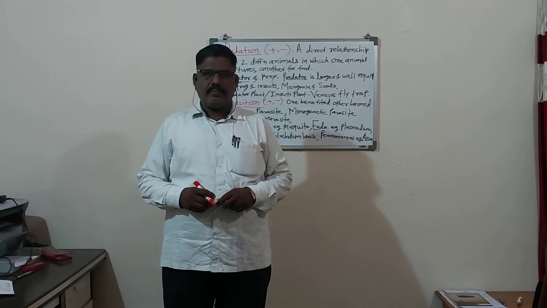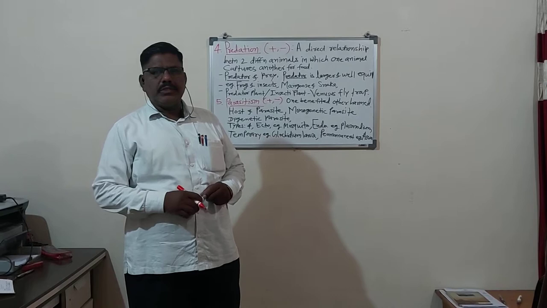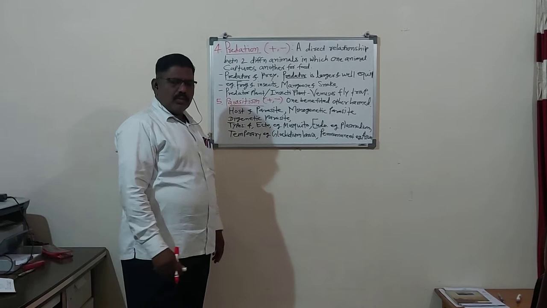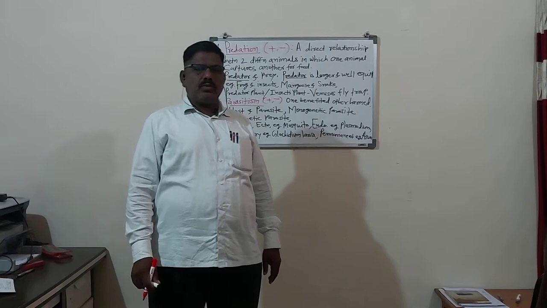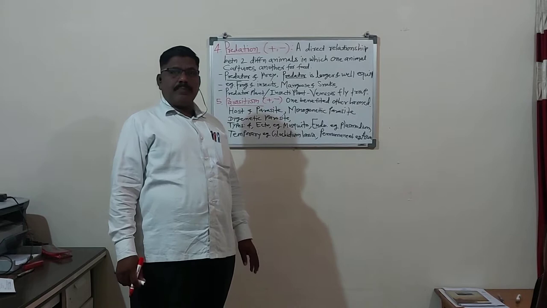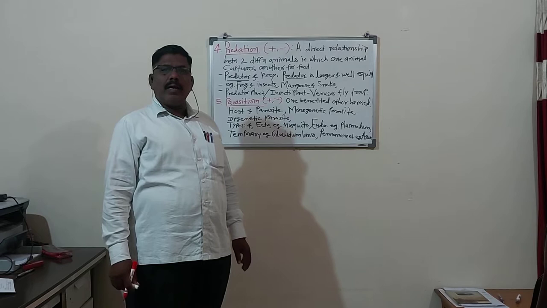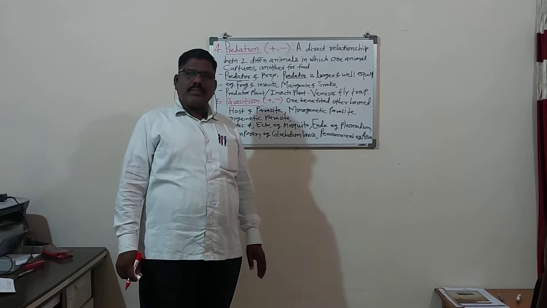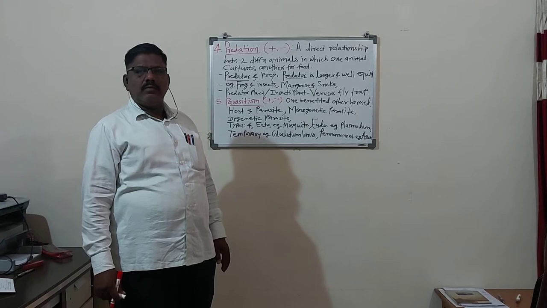Of biotic interaction is the predation and parasitism. So today we will see what is the predation and what is the parasitism. So remember, here we are studying the biotic interaction or dependence of animals on each other, which is also called the animal association. So in our syllabus, 5 types of biotic interaction are given for study.